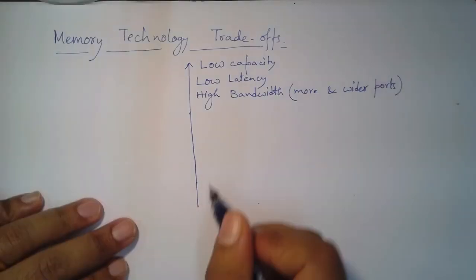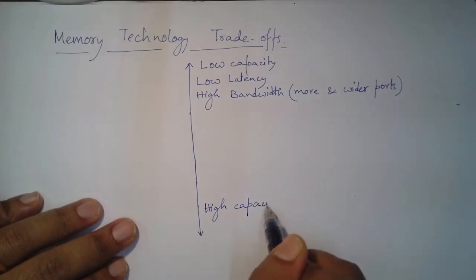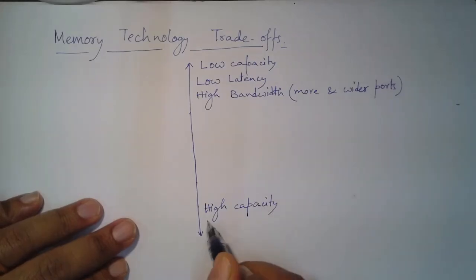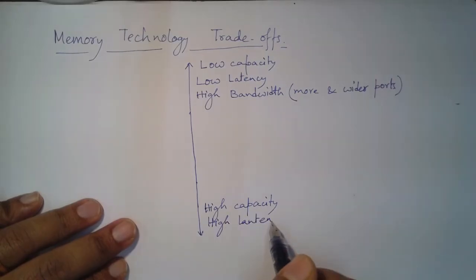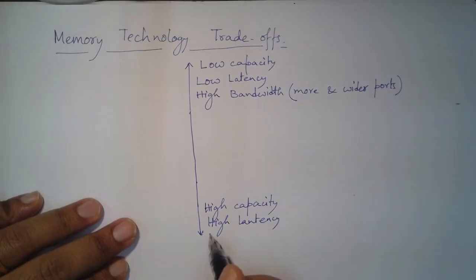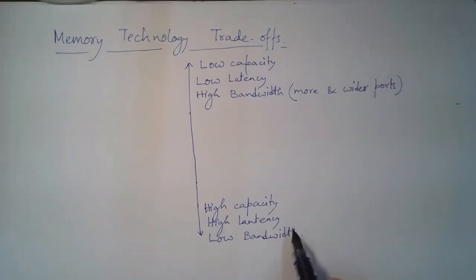At the other end of the scale, we will have high capacity, so very dense memory, and high latency as well, so the speed will not be that good, and low bandwidth, so bandwidth also will not be very good. Okay. So now we have seen different memories: registers or latches, flip flops, register files. Then we have seen SRAM and DRAM.